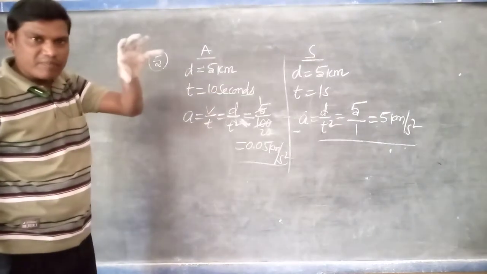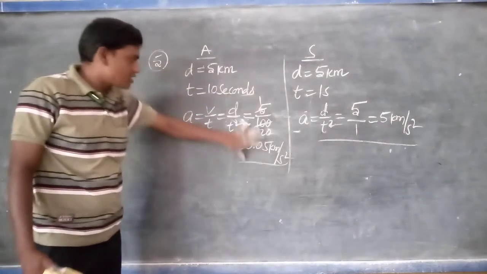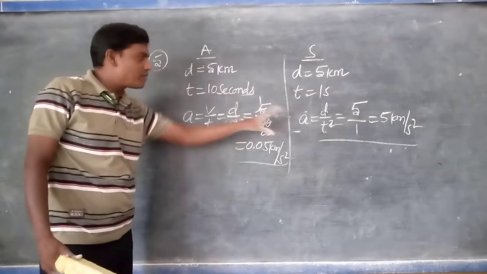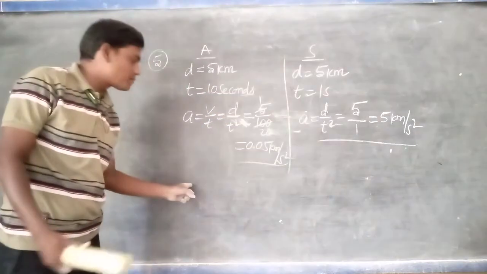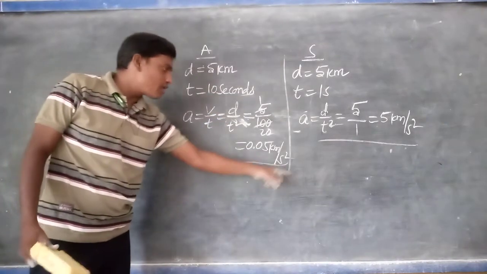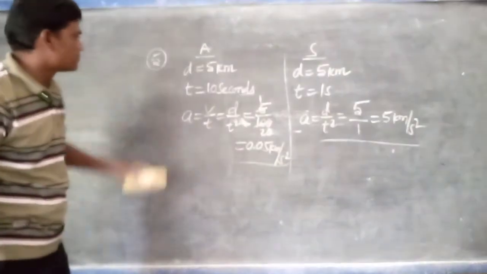Means during this type of question, you first solve like this. After that, with the help of these two values, we can write the final statement: skateboard has more acceleration than the aeroplane.